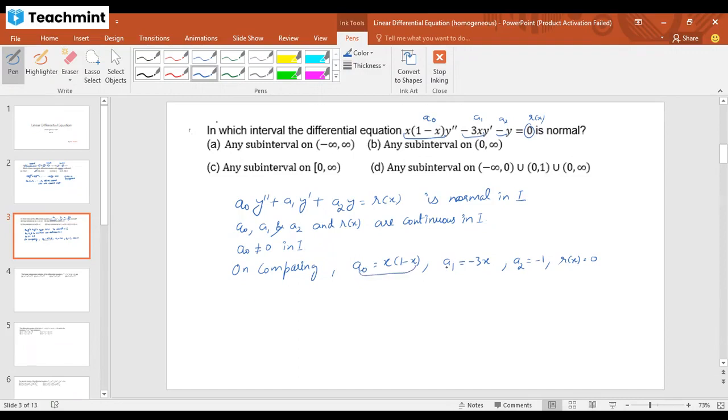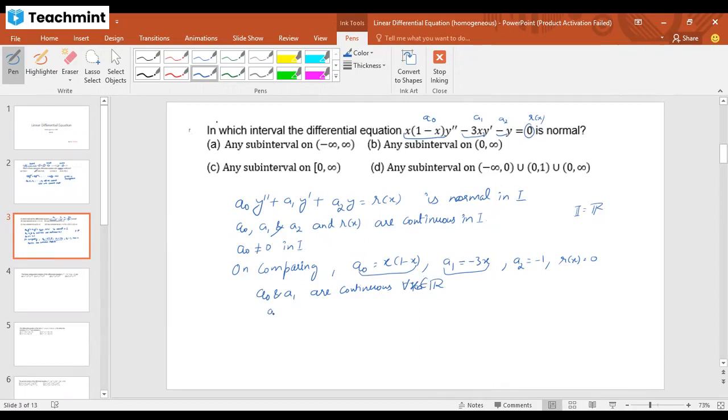you can see here a naught being a polynomial function and a1 being a polynomial function, they are always continuous. So a naught and a1 are continuous, and because in this case we are not given any interval, in general we are considering the complete real line as an interval I. Okay, so that is the biggest interval. So they are continuous in the interval for all values of x. These two functions are continuous for all x belongs to set of real numbers.